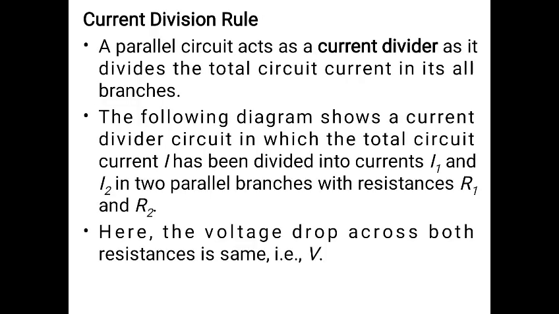Current division rule. A parallel circuit acts as a current divider as it divides the total circuit current in all of its branches. The following diagram shows a current divider circuit in which the total current I has been divided into currents I1 and I2 into two parallel branches of that circuit which are having resistances R1 and R2 respectively. Here the voltage drop across both the resistances is the same value, that is V.